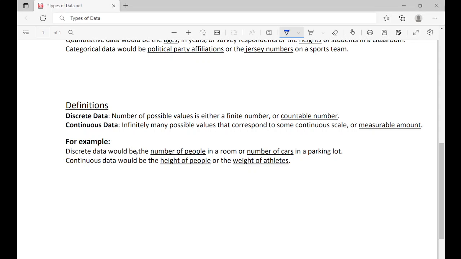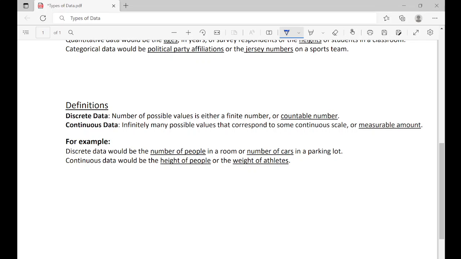Discrete data would be the number of people in a room, or the number of cars in a parking lot. You can't subdivide them. They're either a specific number or it's not that. So you can't have half a person or a third of a car. It's a specific number of people that you can count or a specific number of cars or something that you can specifically count.